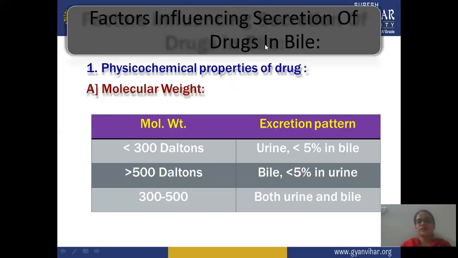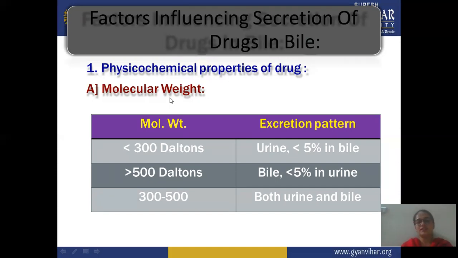Next are the factors affecting secretion of a drug by the bile route, or biliary excretion. The first factor is the physicochemical property of the drug. Excretion of a drug by the bile route also depends on the molecular size or molecular weight of that particular compound. Physicochemical properties are further divided into different parts. First is molecular weight, and excretion in bile depends on size.